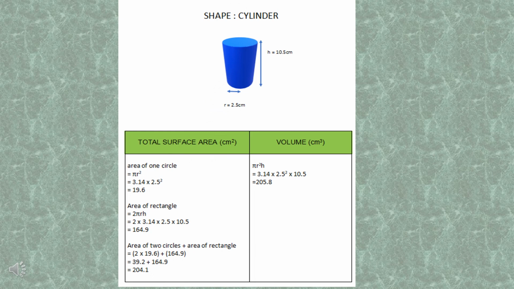This is the shape of a cylinder. To find out the total surface area, I use area of two circles plus area of rectangle. For the volume of a cylinder, I use pi r squared times height.